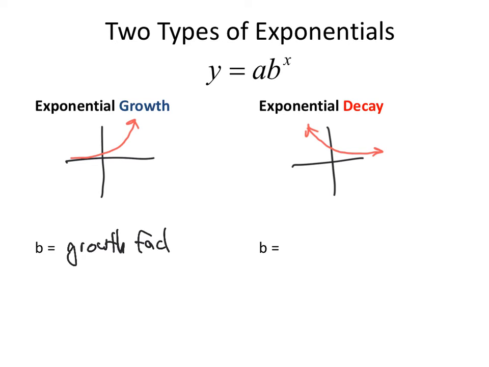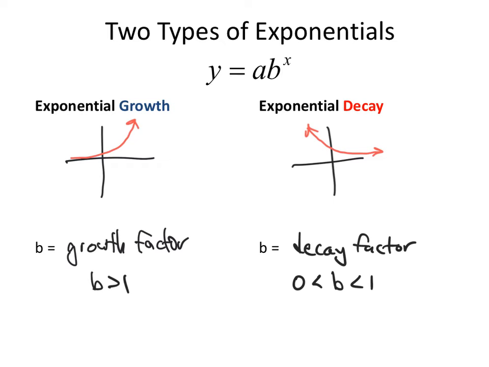Now, in order to make something grow, the idea is that you're multiplying it by a number that is bigger than 1. On the other side, we're going to get what we call a decay factor. In order for something to decay, we need to make it smaller, and so that means that this base b is going to be less than 1, but it also needs to be bigger than 0 for that to work out, because if b is negative, the values alternate between positive and negative, and we don't want that.